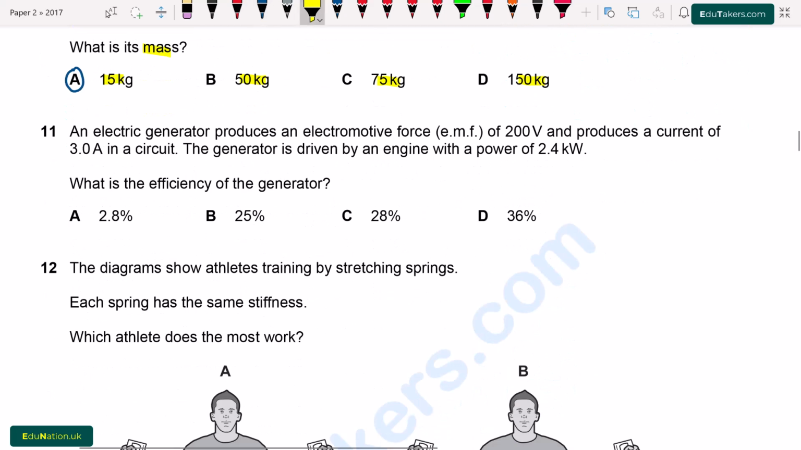Question number 11. An electric generator produces an electromotive force EMF of 200 volt and produces a current of 3.0 ampere in the circuit. The generator is driven by an engine with a power of 2.4 kilowatt. What is the efficiency of the generator? So here we have to find out the efficiency of the generator. Efficiency is equal to output power divided by input power.